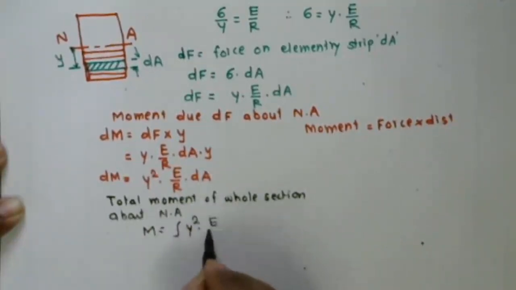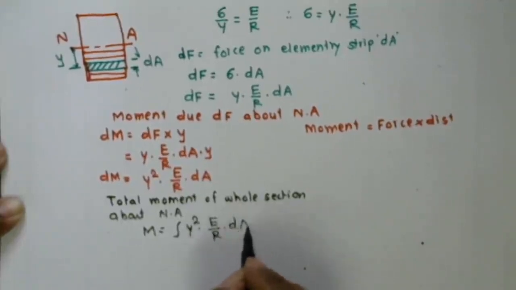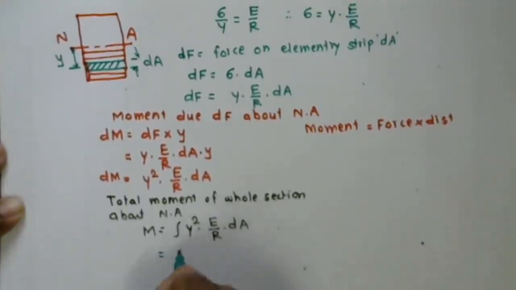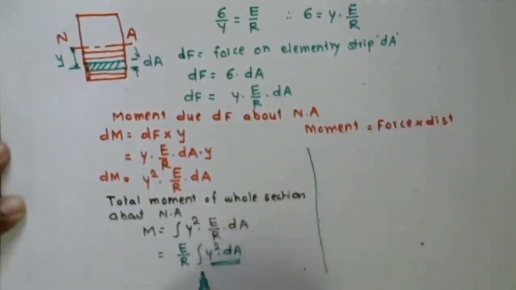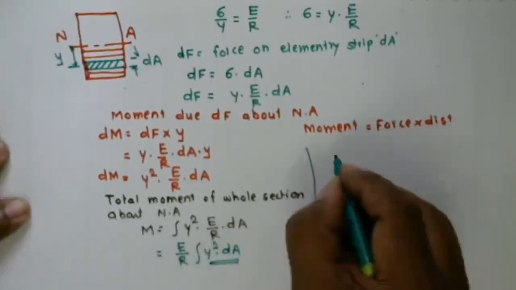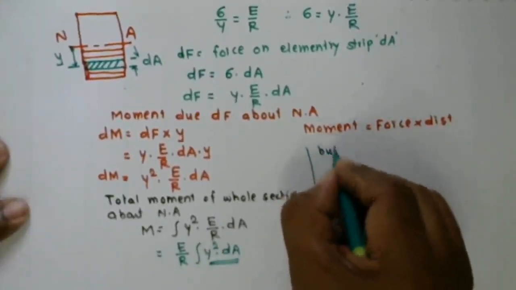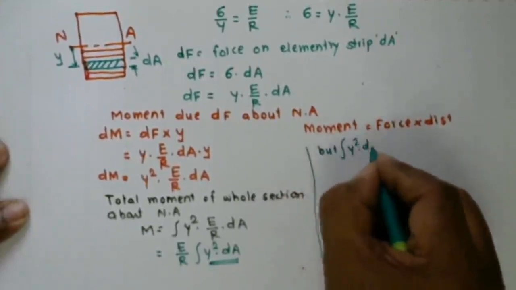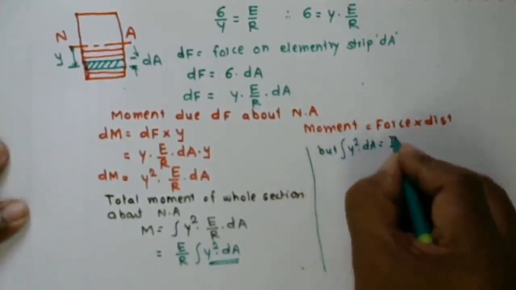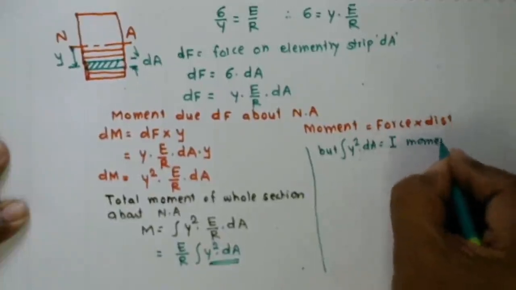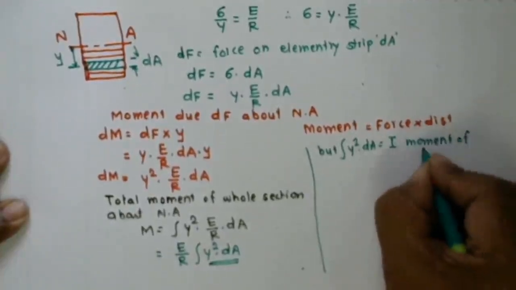y square into E upon R into dA. So in that case, E upon R, E is the modulus of elasticity, R is the radius of curvature, into dA. So this term, now listen here, this term y square dA, it is known as the moment of inertia. It is called as moment of inertia.